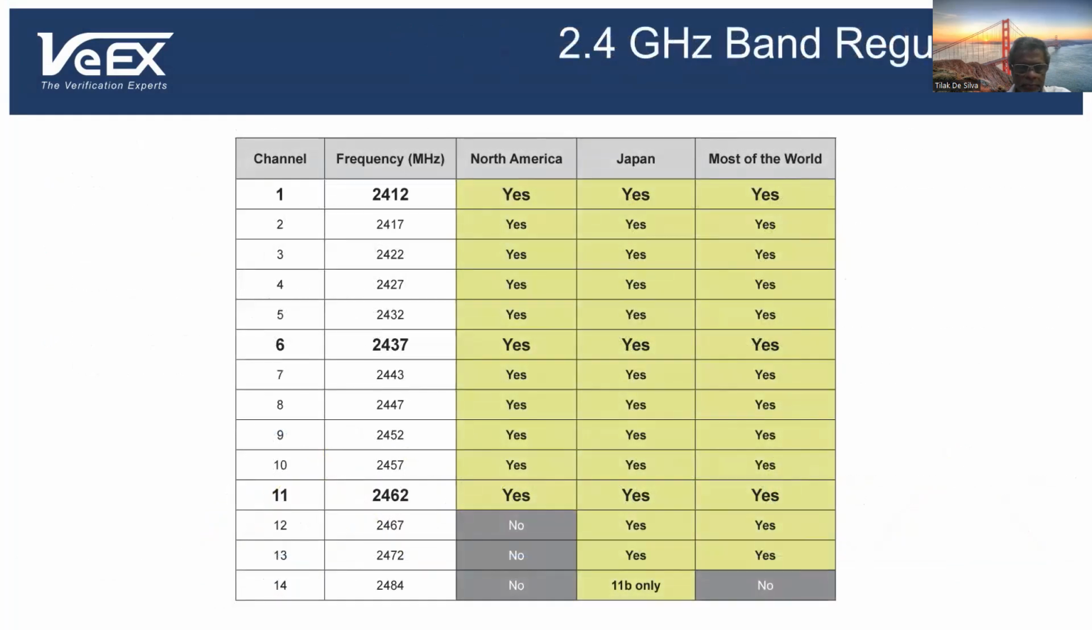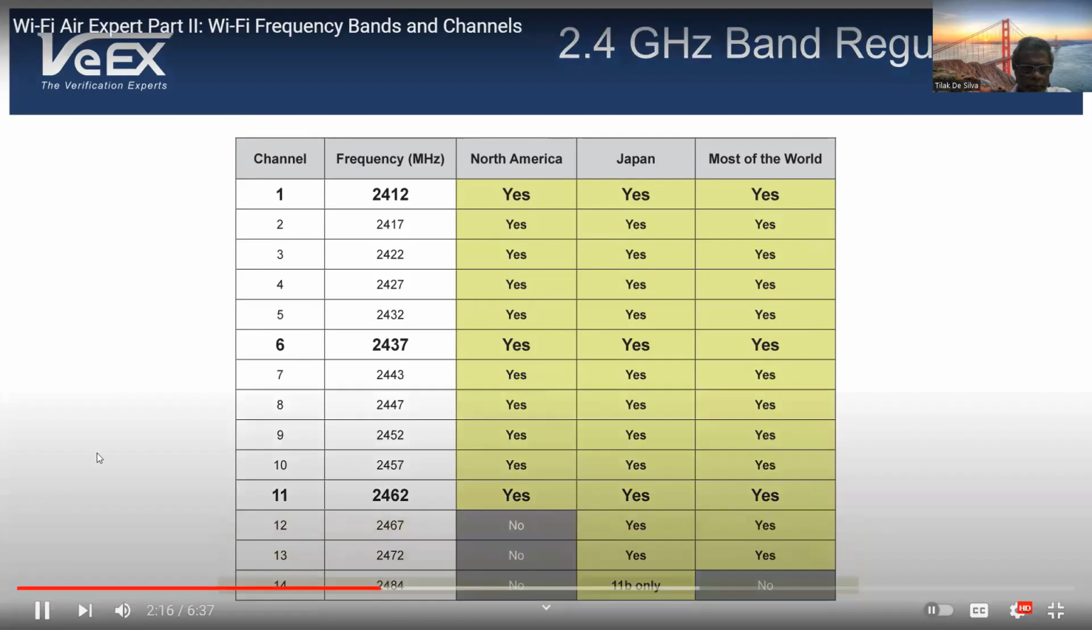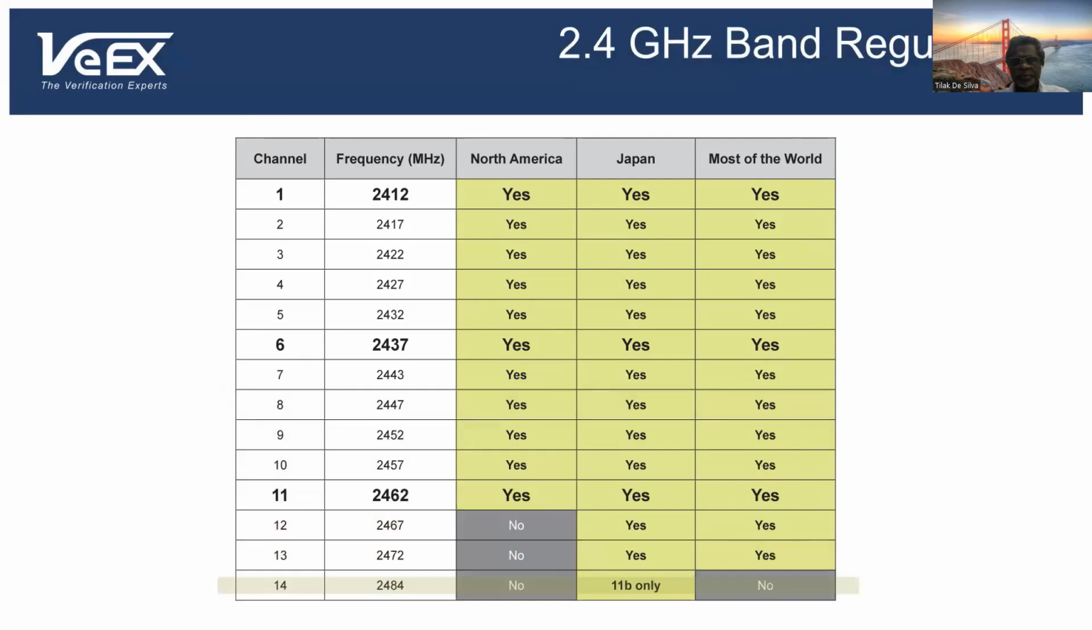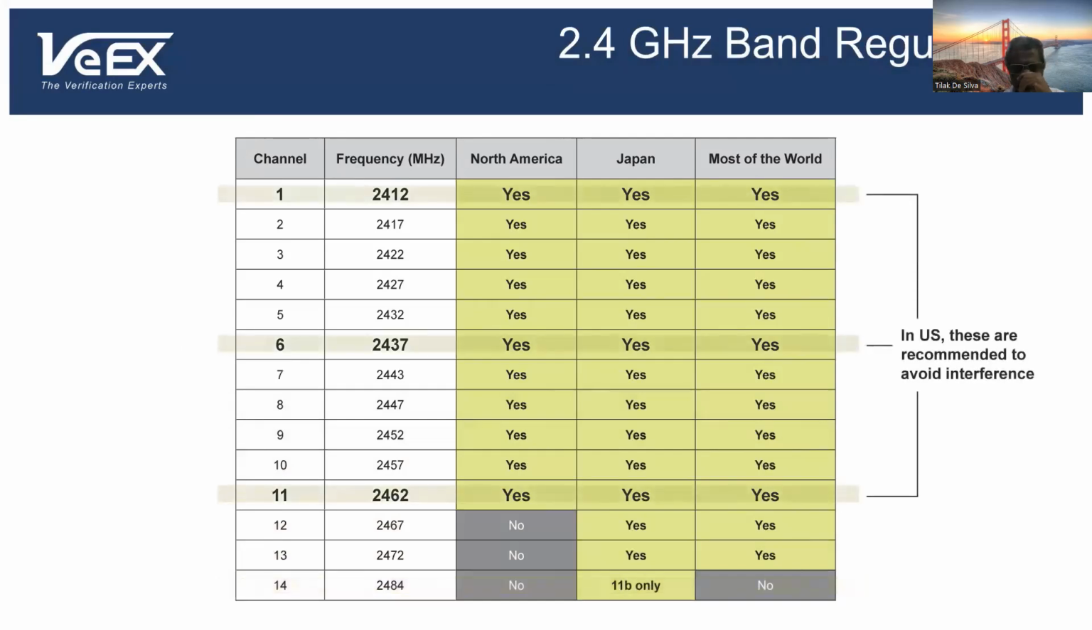In the US, the allocation is regulated by the FCC, and each country has its own regulatory agency. Channels 12 and 13, centered around 2.467 and 2.472 GHz respectively, are not allowed in the US but are allowed in the rest of the world, while channel 14, centered around 2.484 GHz, is allowed only in Japan. Channels 1, 6, and 11 are the only non-overlapping channels.